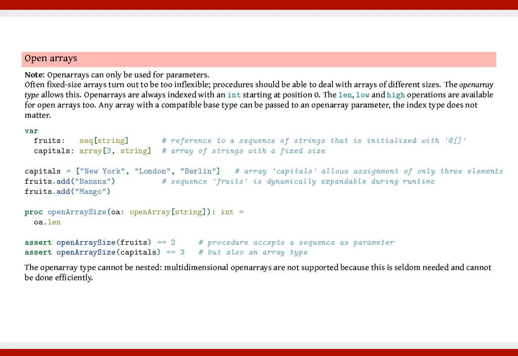assert openArraySize(capitals) == 3 # but also an array type. The open array type cannot be nested. Multidimensional open arrays are not supported because this is seldom needed and cannot be done efficiently.